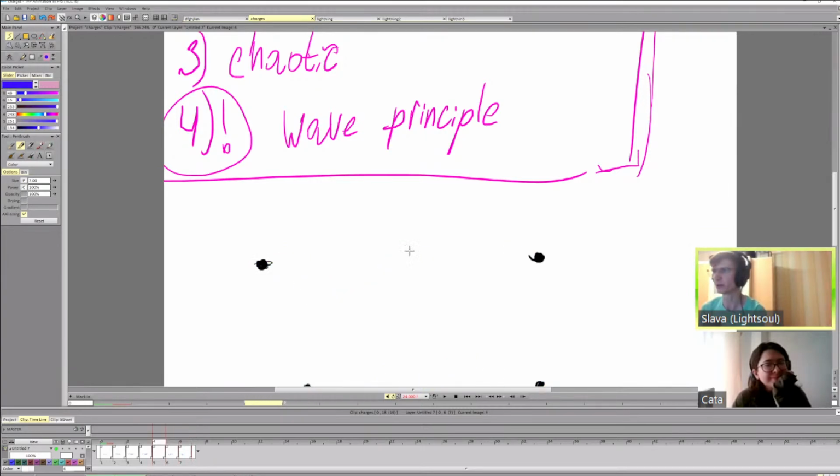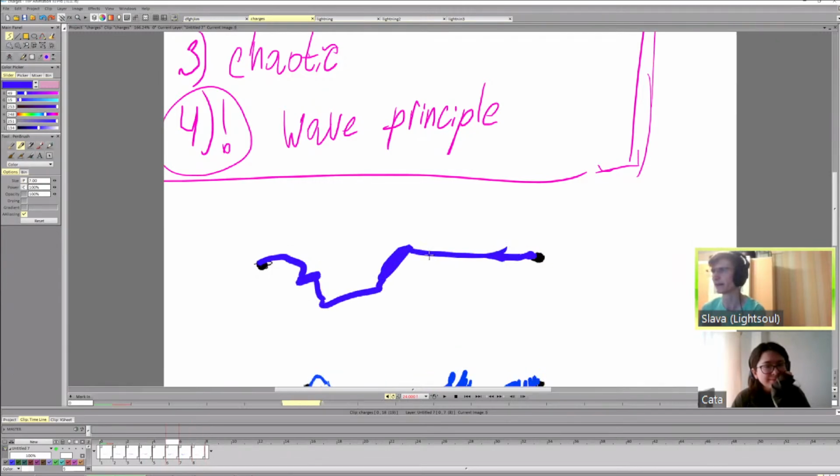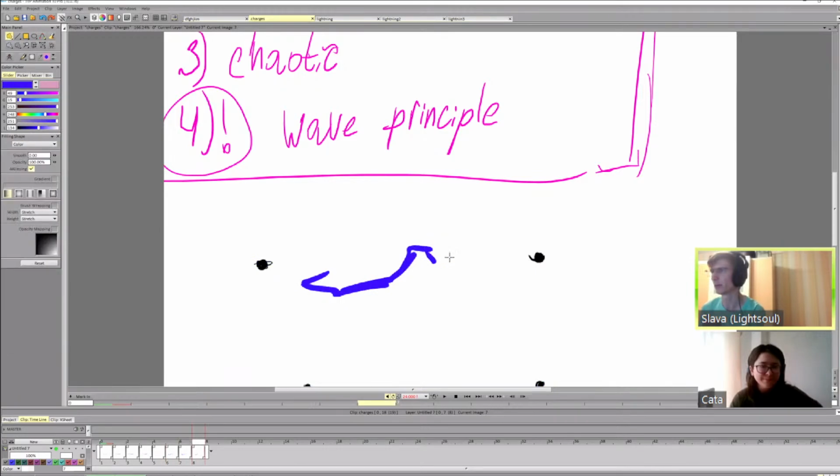So this part goes down, this part goes up. And we'll add some chaotic motion to it. So the form changes a bit when it does that. Oops, we're not tracking it properly.